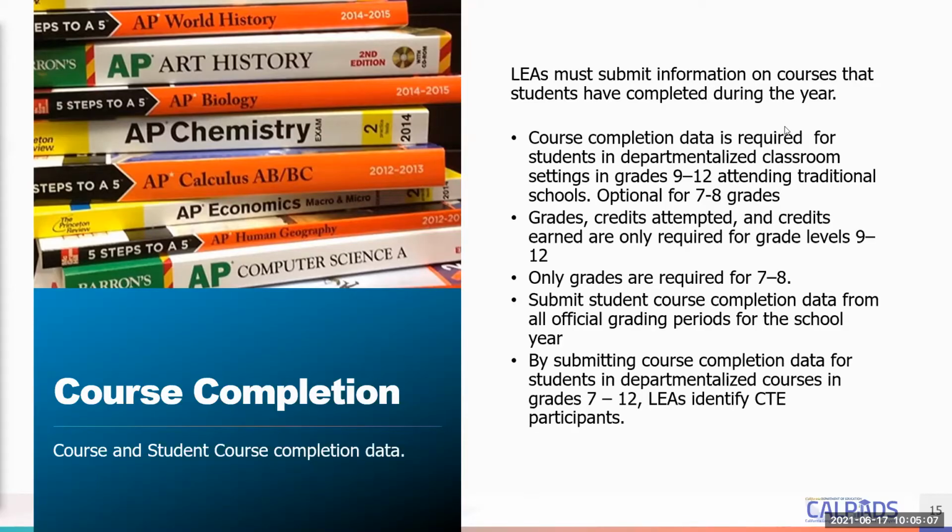All right, so again, that was a lot of talking before we got started. Sorry, Kyron. Course completion data is required for students in departmentalized courses 9 through 12. It is optional for grades 7 and 8. Of course, those would be departmentalized courses in grades 7 and 8. If you choose to report grades 7 and 8, only grades are required. For all 9 through 12 students, grades, credits attempted, credits earned, and Carnegie units are required. Keep in mind that course completion is also used to identify CTE participants.